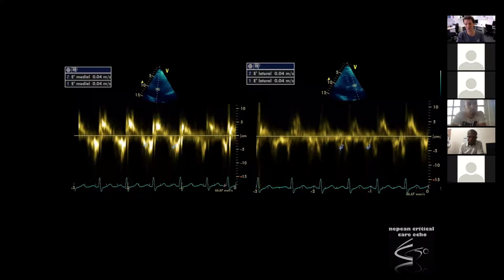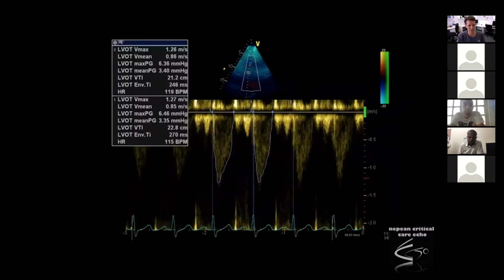I think if you're doing any kind of diastology assessment, it's really hard with someone who's got any form of mitral valve pathology. I'd argue that the E prime is not validated in this population. So I think these images probably shouldn't even be there.